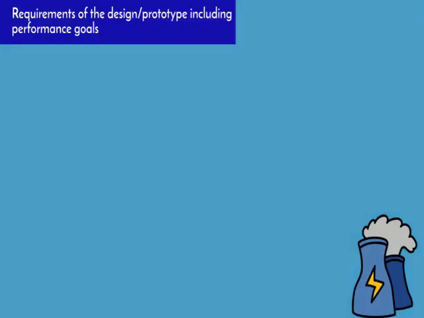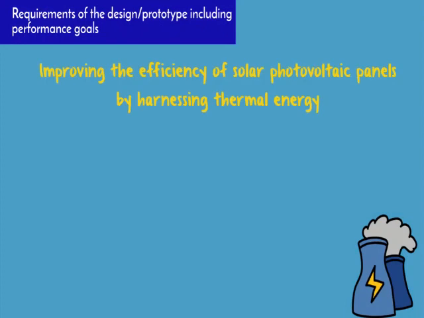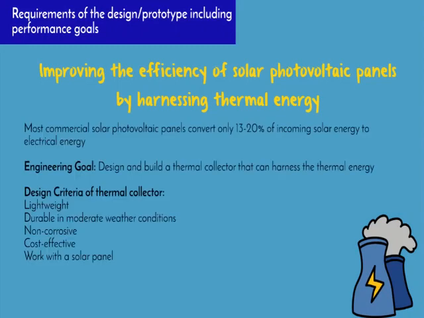Our example engineering project aimed to improve the efficiency of solar photovoltaic panels by harnessing thermal energy. Most commercial solar photovoltaic panels convert only 13 to 20% of incoming solar energy to electrical energy, and the rest is reflected or lost as heat. This heat can be harnessed using a thermal collector.